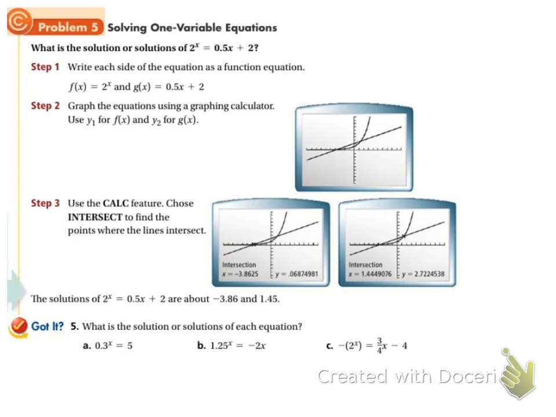Okay. Solving one variable equations. If you have a graphing calculator, you can do this on your graphing calculator. If you don't, I would suggest that you use Desmos. It's an online graphing calculator. So we want to know, when does 0.3 to the x equal 5? We can't just divide by 0.3. We can't subtract 0.3. So what we're going to do is graph this.